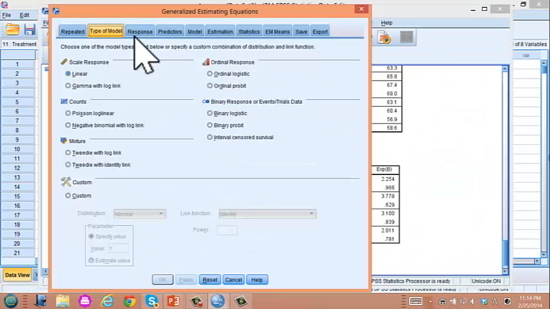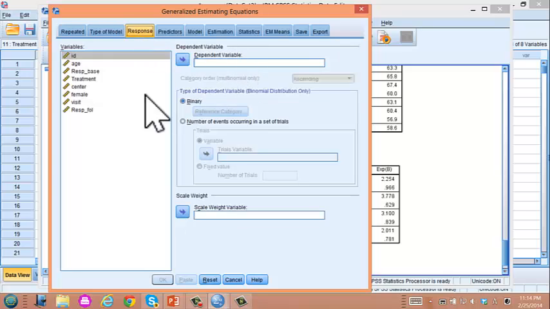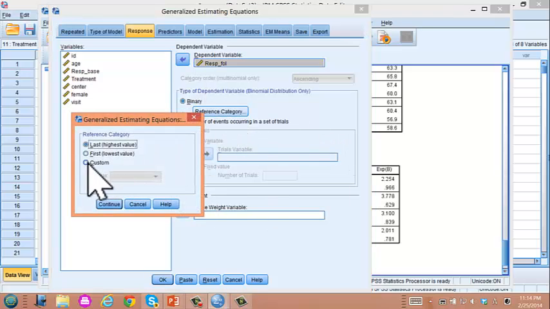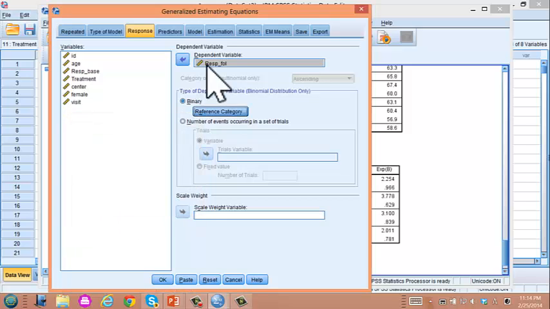Here the outcome is binary, so you click on binary logistic, and the response is response follow-up. This box got highlighted, so you click on reference category, and it's important to make this the first choice. Otherwise, your odds ratio would be reversed. So click on first and continue.